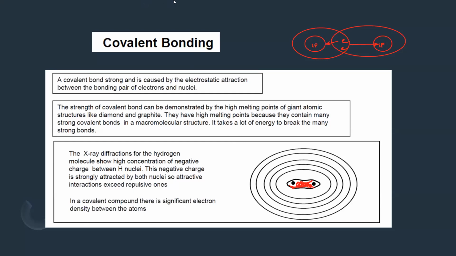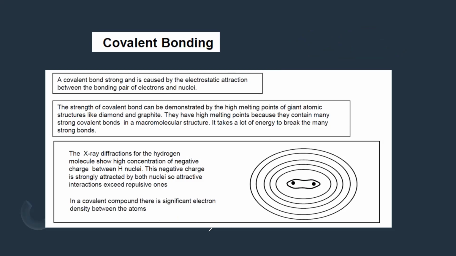What is the meaning of electron density? Electron density means the probability or chance of finding an electron is maximum. Simply, electron density means the number of electrons per unit volume, so higher electron density means a greater chance of finding an electron. So when we carry out X-ray diffraction, this type of pattern we observe for covalent substances.